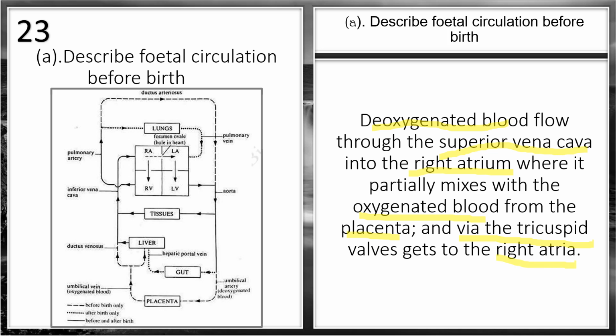So we are having deoxygenated blood coming from the superior vena cava. It will also enter the right atrium. When it enters the right atrium, it will be pushed through the tricuspid valve, and it gets to the right ventricle.